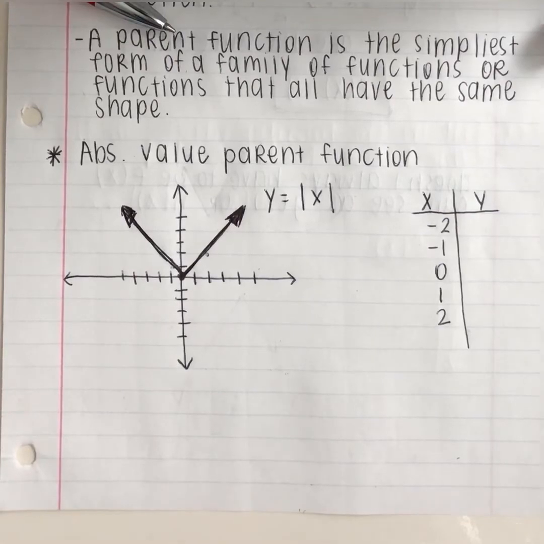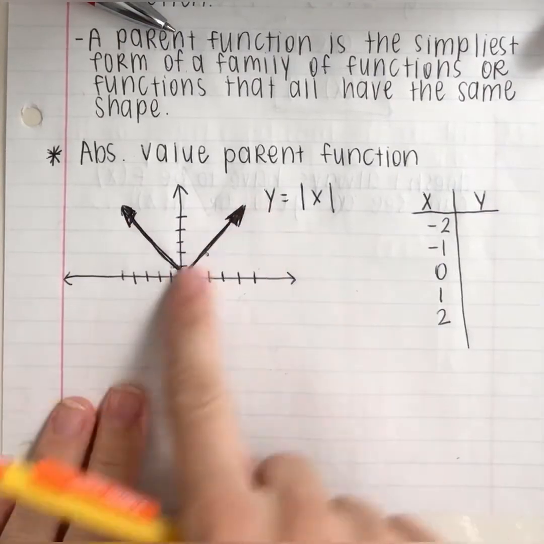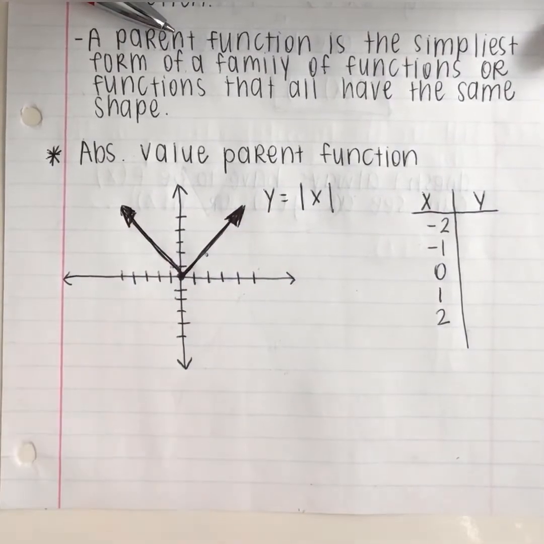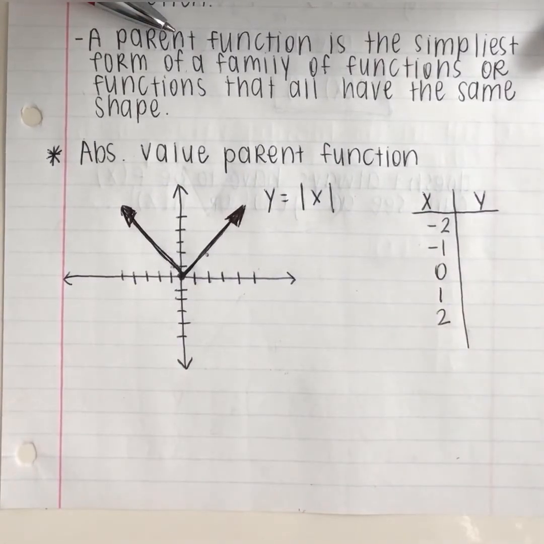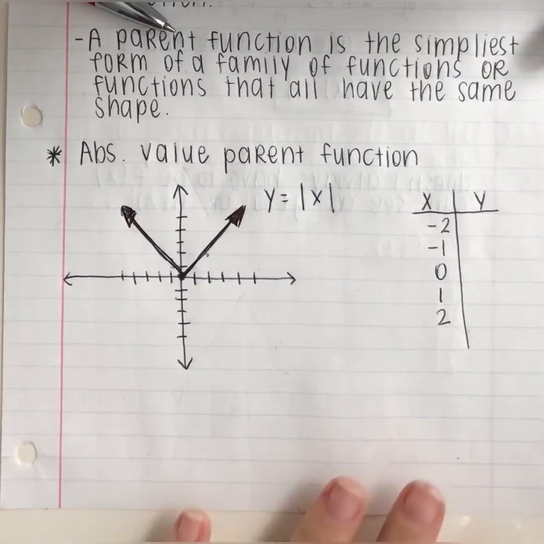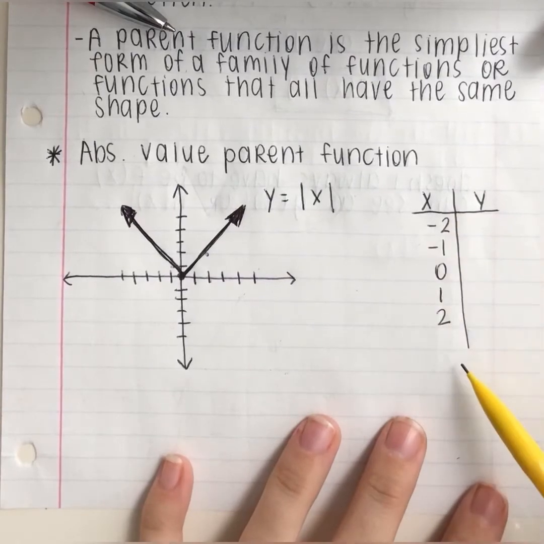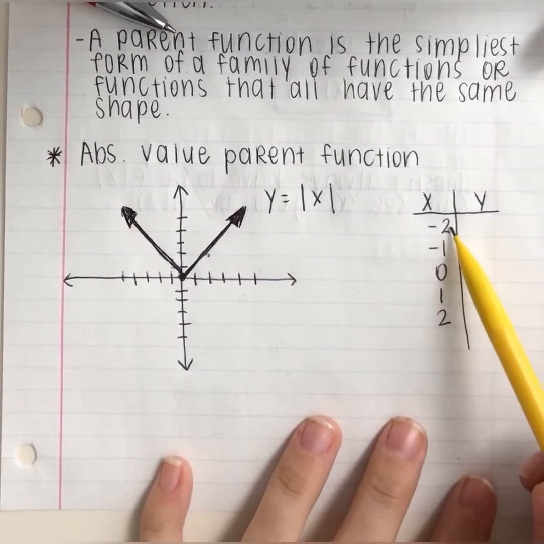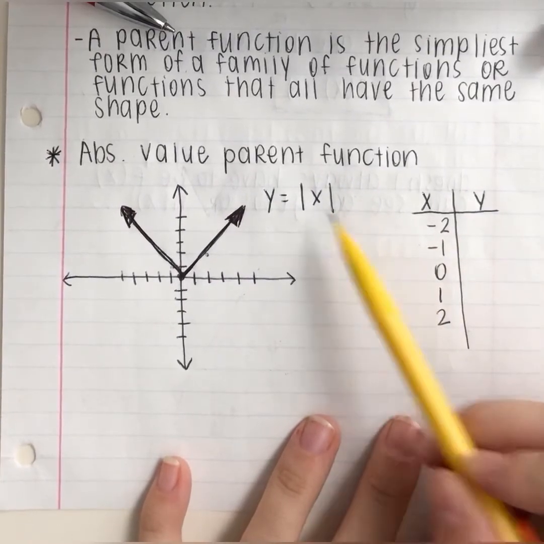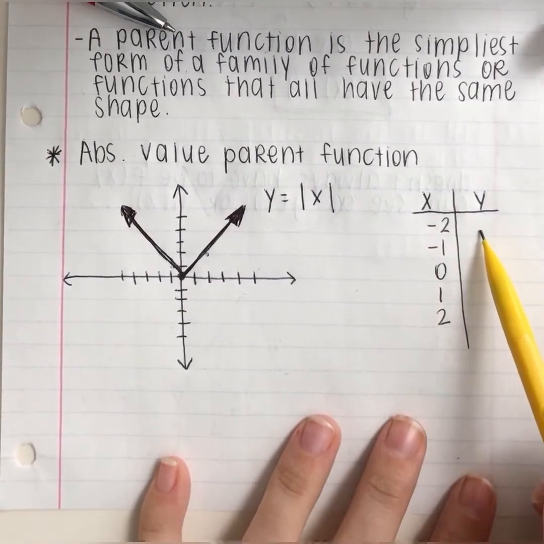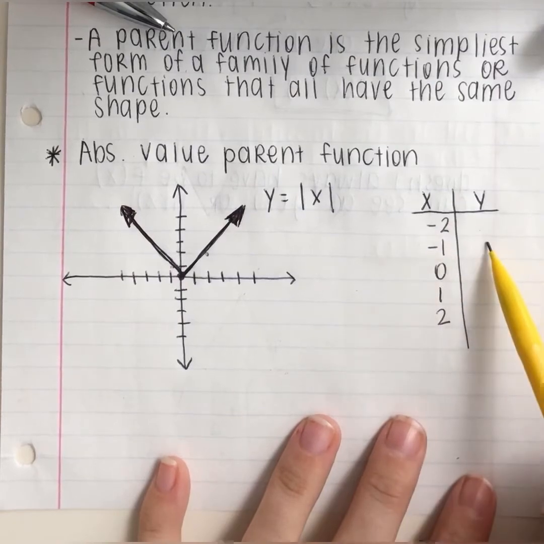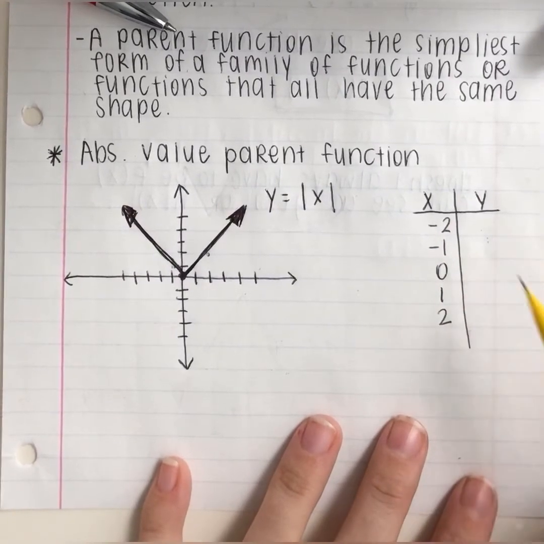All right, so here we have our parent function of the absolute value graph down here. We want to look at the table, okay? We want to kind of go through that. So I've given you some x values. These are our input values. I want to input each of these x values into the equation and see what it gives me as my y value. Its corresponding output, or the y value, right?